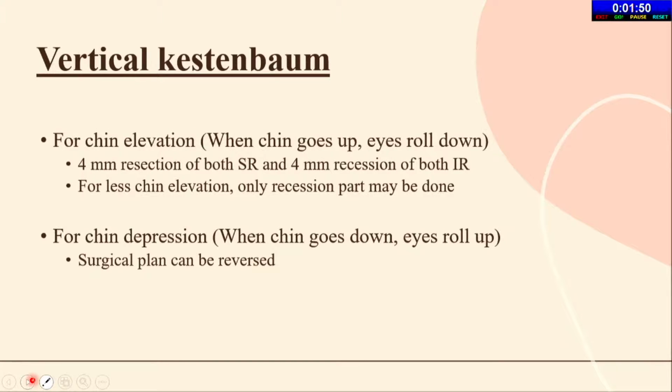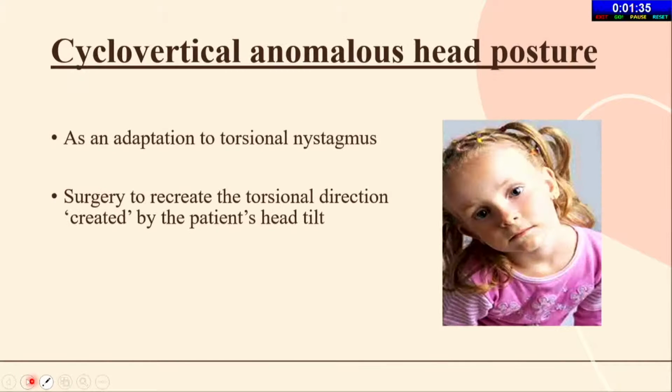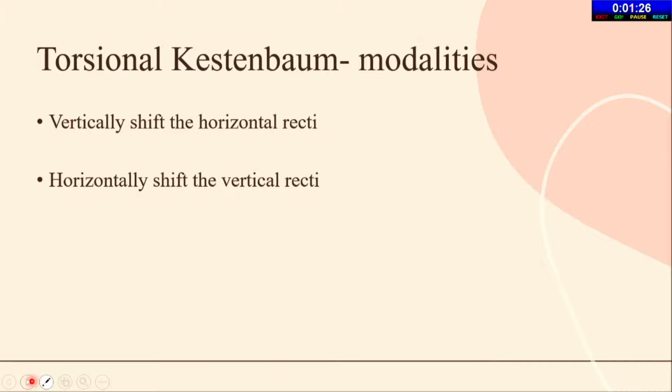So for chin elevation, that is when the chin goes up, the eyes roll down, that is the inferior rectus is overacting. So we have to recess the overacting muscle, that is the inferior rectus, and resect the underacting muscle, that is the superior rectus. A similar approach goes for chin depression. Similarly, in cyclovertical anomalous head posture, surgeries are done to recreate the torsional direction created by the patient's head tilt. We can achieve this by vertically shifting the horizontal recti or by horizontally shifting the vertical recti.